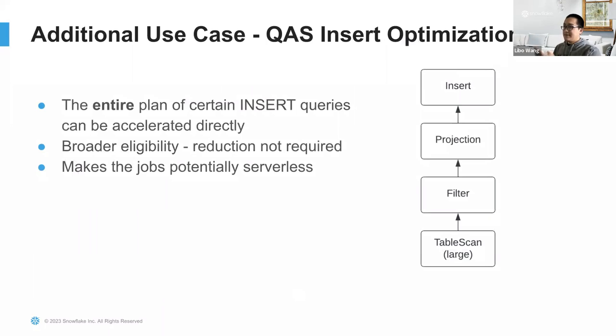Yeah, so this is an additional use case of query acceleration. For normal select queries, we compute the intermediate results in the fragments. But for certain insert or other DML queries, the entire plan could look like this: from a table scan, a large one, a bunch of filter, projection or any operator that doesn't require data exchange, and ends with an insert. For such a plan, the entirety of the plan could be accelerated directly. So this provides broader eligibility since you don't really need a reduction ratio to be high.